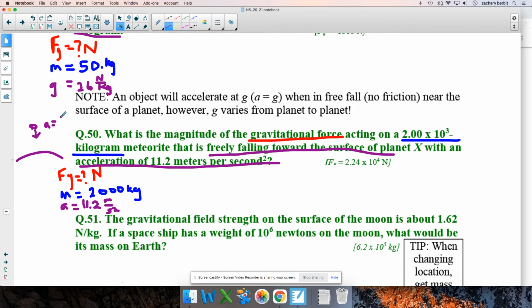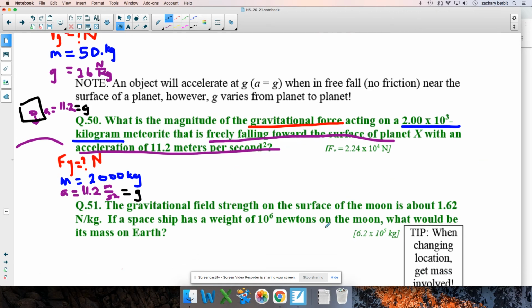11.2, well, it would only accelerate at 11.2 meters per second squared if the gravitational field strength at this location right here were 11.2. And when we talk gravitational field strength, we tend not to say meters per second squared. We tend to say newtons per kilogram. So the gravitational field strength must be 11.2 newtons per kilogram here. You only free fall at that acceleration if that is the gravitational field strength at that location. Fg equals mg, boom, done, do it.